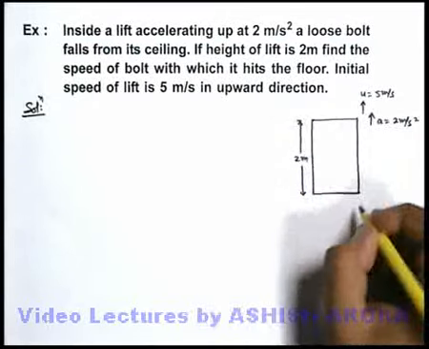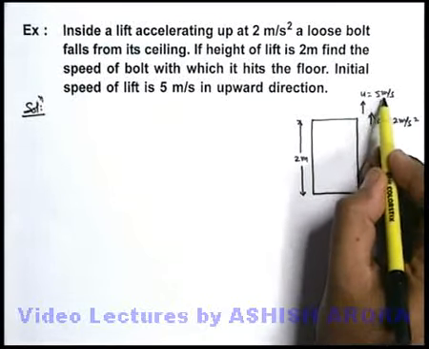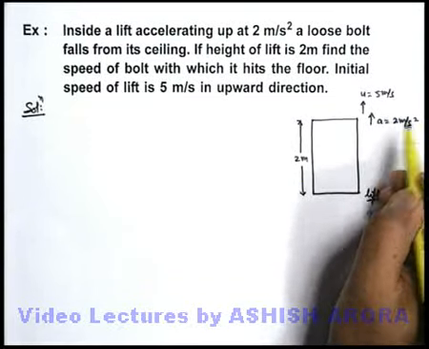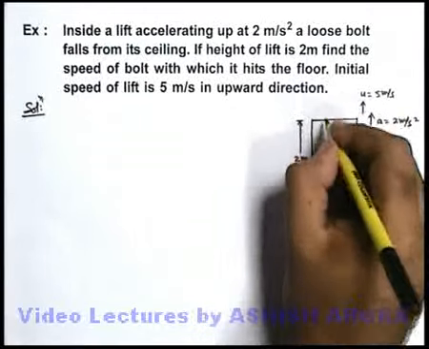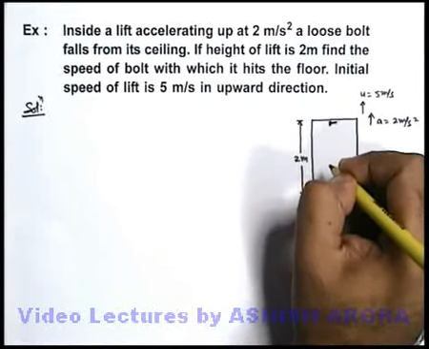If we just have a look at the physical situation, if this is the lift, it is moving up at 5 meters per second and its acceleration is say 2 meters per second square, and we are also given the height of the lift, that is 2 meters. We are given that from the ceiling of the lift a bolt falls.